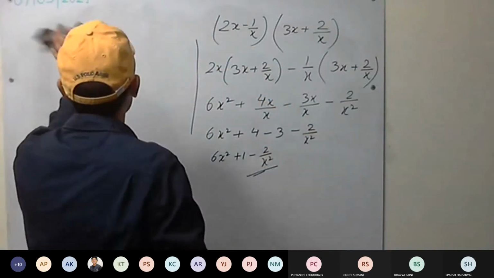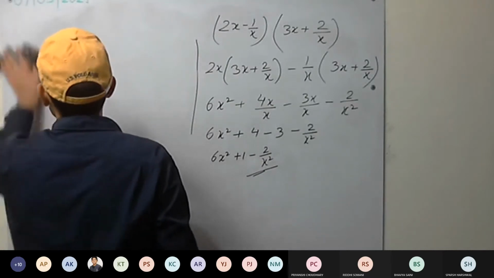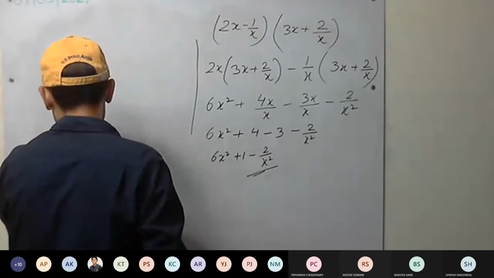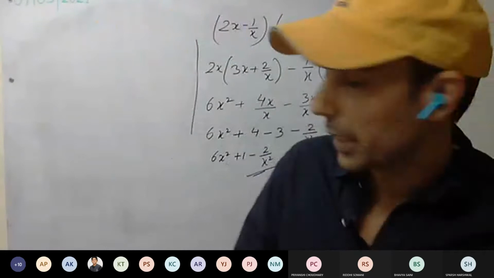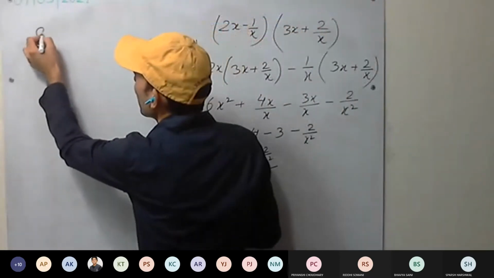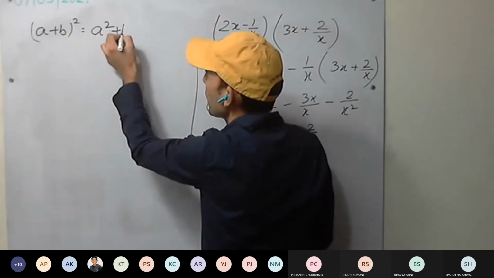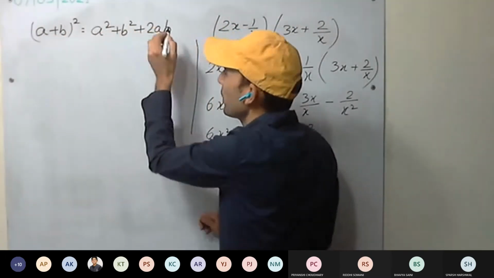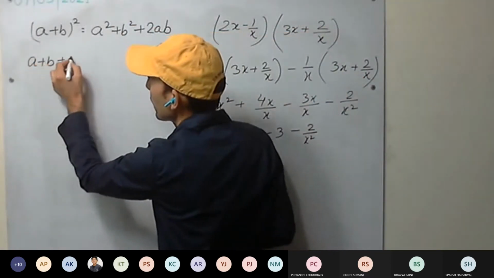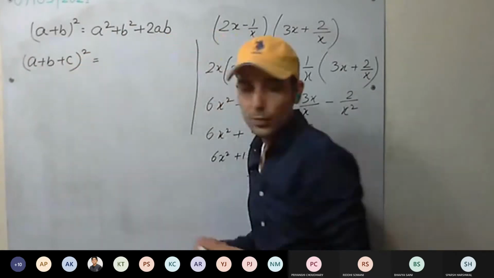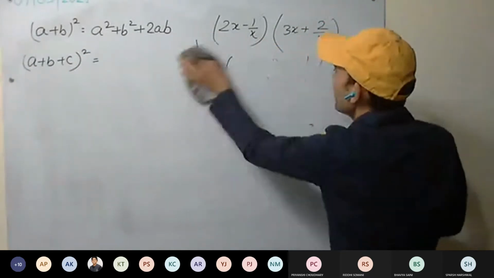One more identity we are going to add. Till now we have discussed the square of the sum of two numbers, two variables. a plus b the whole square, what we have got? a square plus b square plus 2ab. Now if you are having three variables, a plus b plus c, the whole square. If you don't remember this identity, we will go with the basics.